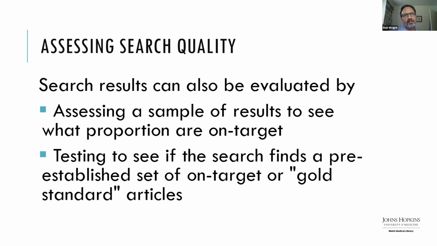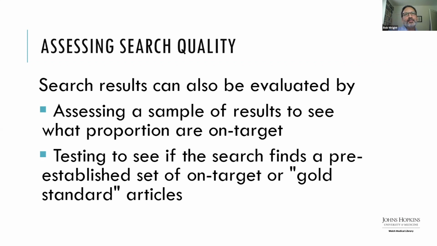What's really valuable as well is to have a pre-established set of on-target or gold standard articles. These could be papers you've been gathering over the years that you know are really on target for the research question you have, or might be the product of a preliminary search where you just throw in a few keywords or maybe get a few review articles and see what these review articles have identified. Having those, which might be like 10, 15, 20 articles that are on target, is golden.